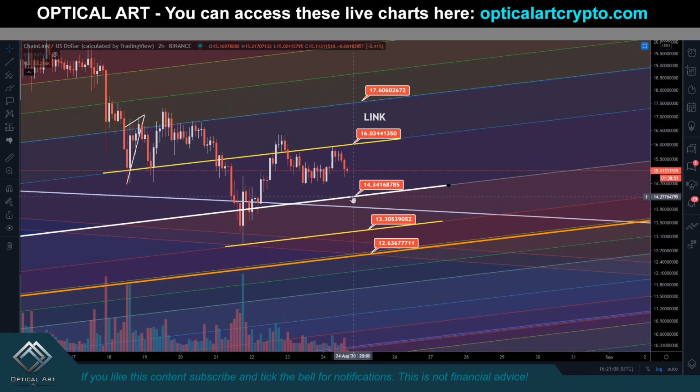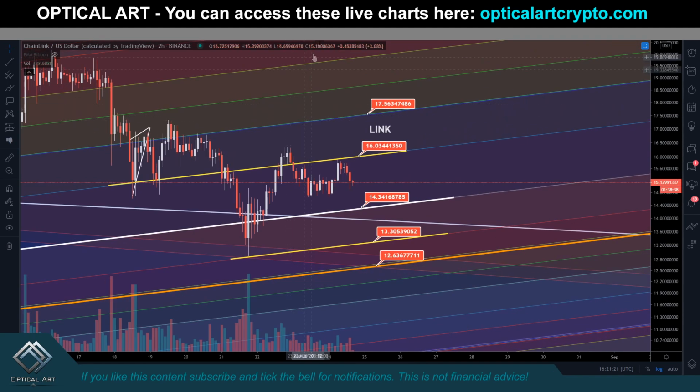$14.34 is your first support. Below that, $13.30. Below that, $12.63. If you push up, your current resistance right here is $16.03, or $16, and above that is around $17.56.